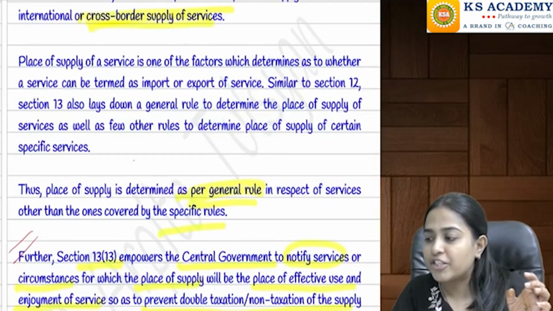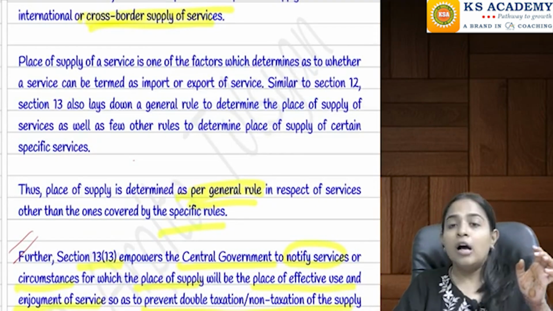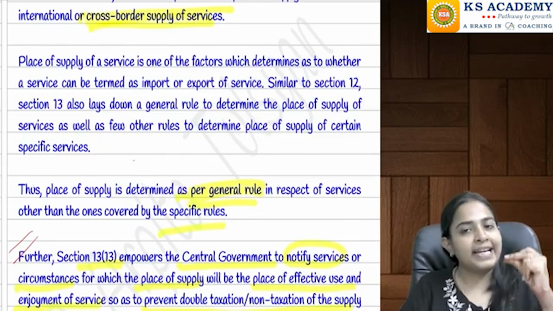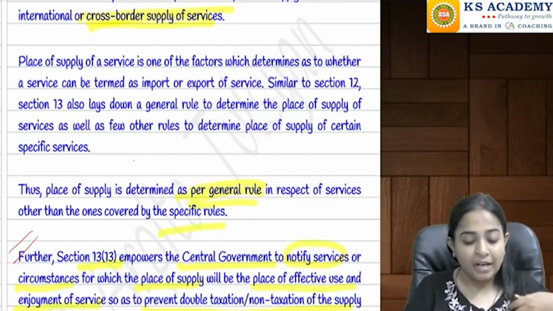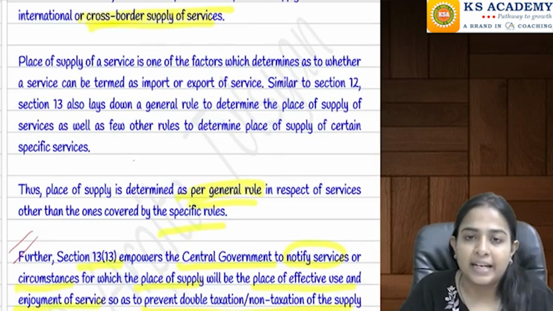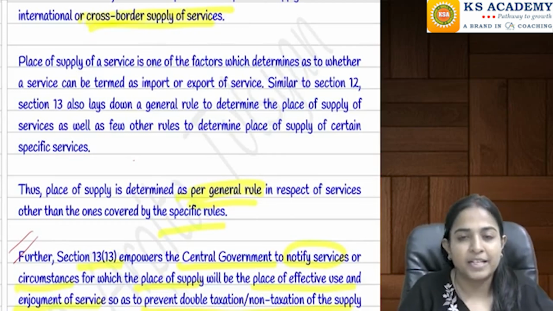If you are not falling from section 13.3 to 13.13, then in that case, place of supply in your case will be determined as per section number 13.2. Now, how to determine the place of supply as per section 13.2?